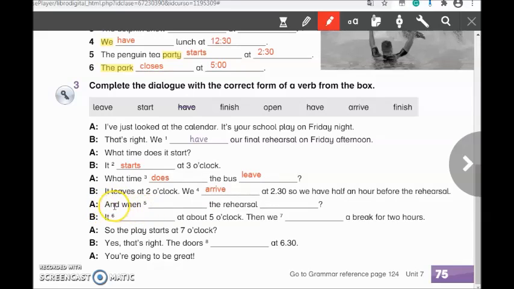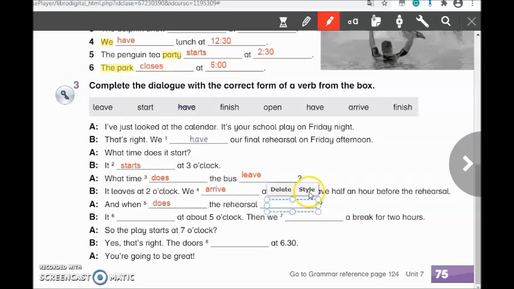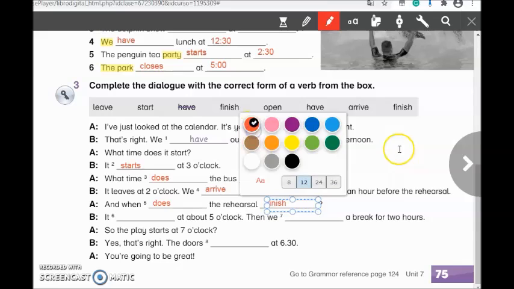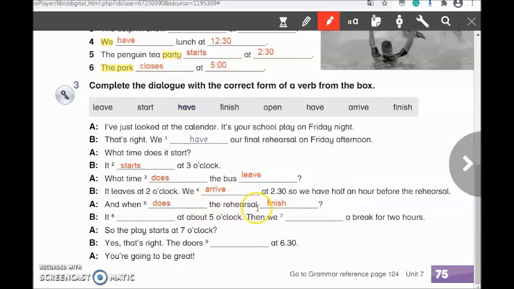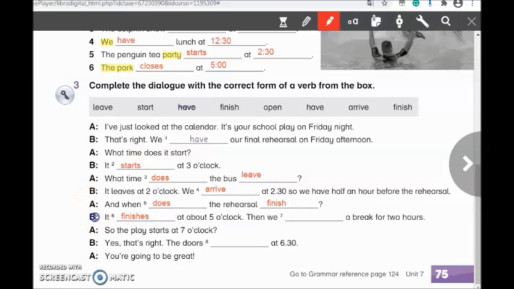A. Number 5. And when, excellent, girls, does the rehearsal finish? Excellent. This is the correct verb. Finish. When does the rehearsal finish? Let's see the answer. It finishes at about 5 o'clock. And notice that we add es to the verb finishes because the verb ends with the letters sh. That's why we add es to it.